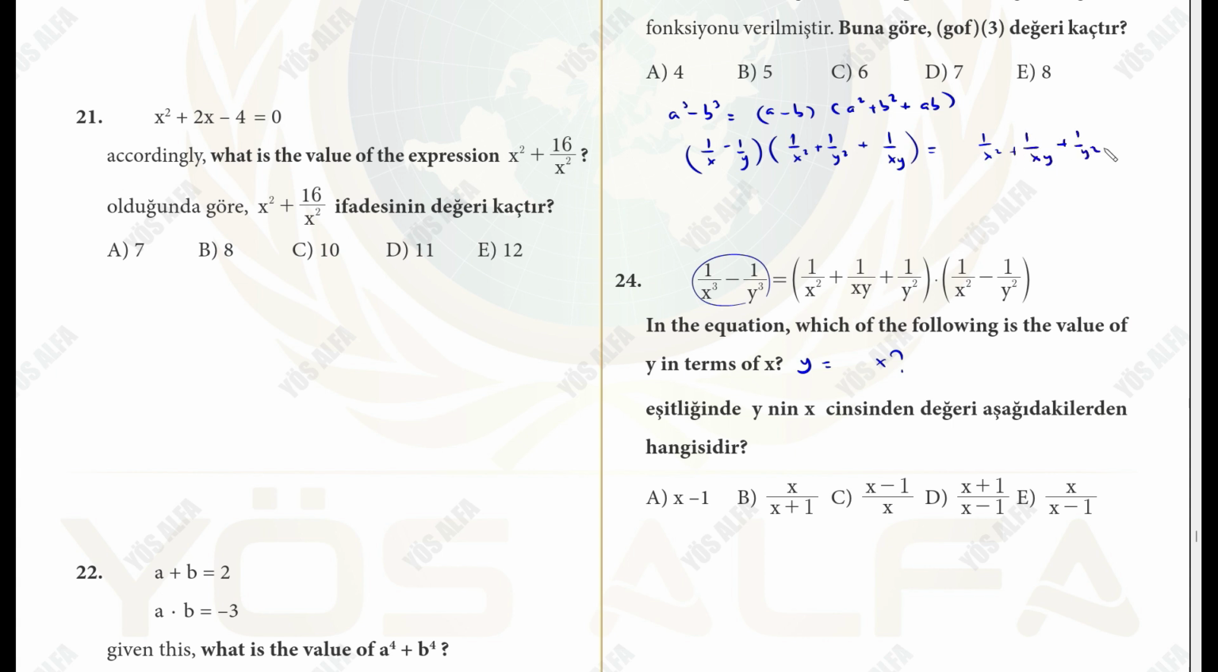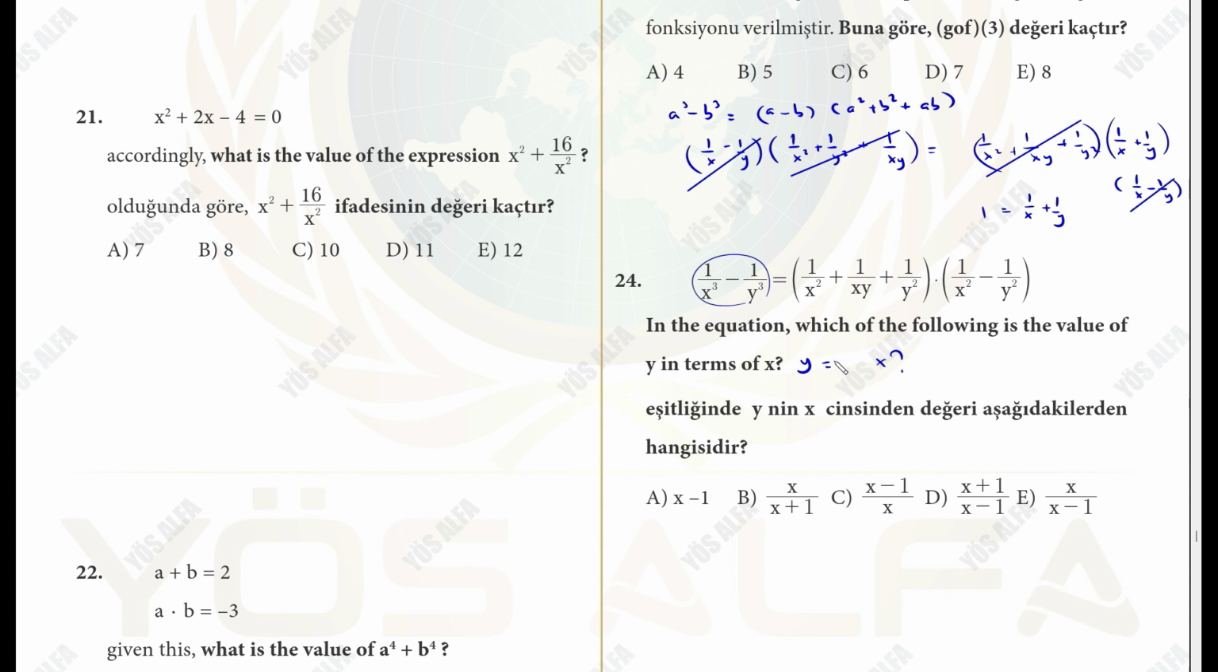On the right hand side of the equation we have 1 over x squared plus 1 over xy plus 1 over y squared, and I can factorize this as 1 over x plus 1 over y and 1 over x minus 1 over y. So this term cancels out with this term and this term cancels out with this one. So we're left with 1 over x plus 1 over y is equal to 1.